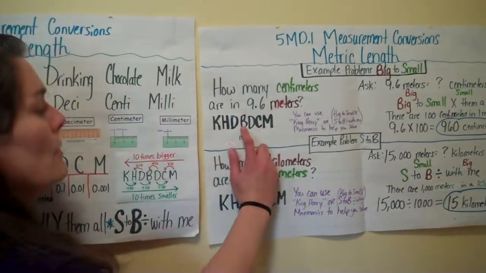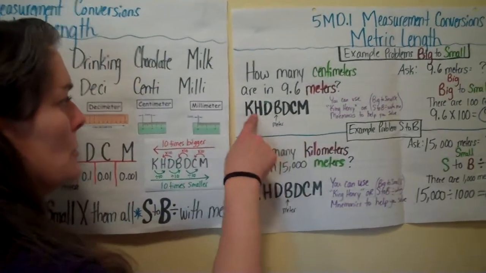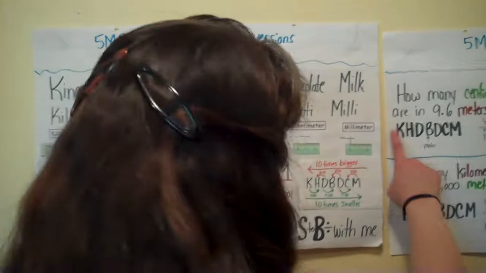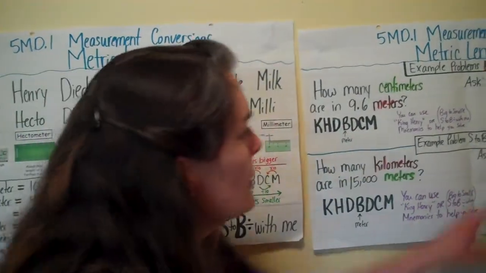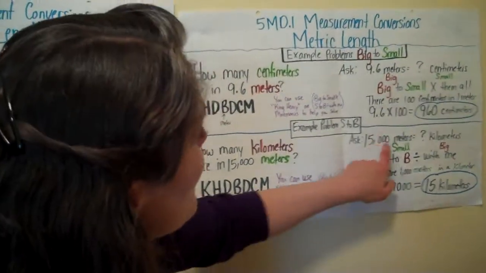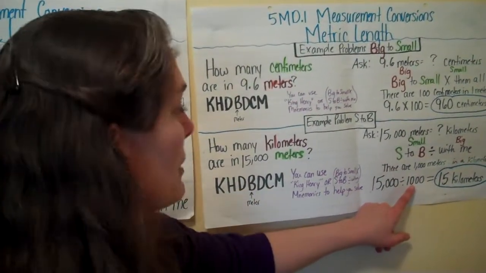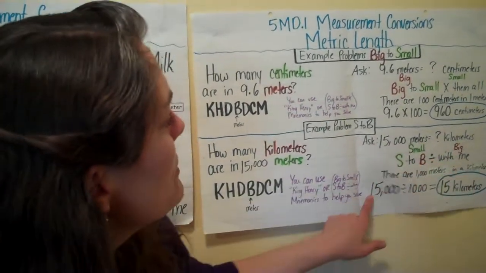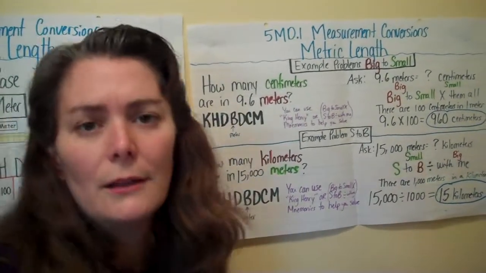How do I know that? Well, we know that if this was a 1, we're going over 1, 2, 3. And we know it takes 1,000 meters to make 1 kilometer. So we're going to go 15,000 meters divided by our conversion unit of 1,000. And because we're going S to B, we're dividing. So 15,000 divided by 1,000 is going to give you 15 kilometers.